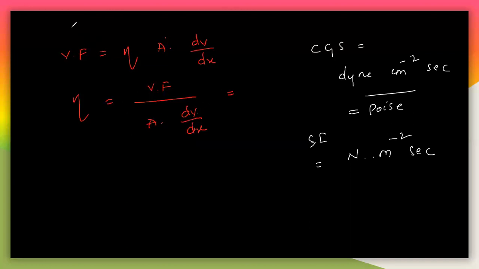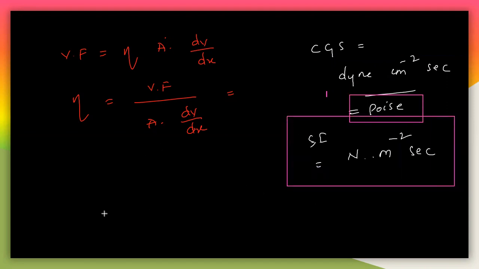Remember that this is a very important thing. The CGS unit will be dyne second per centimeter square, which can also be written as poise. And for the SI system, it will be Newton second per meter square. So these are the units for the viscosity coefficient.